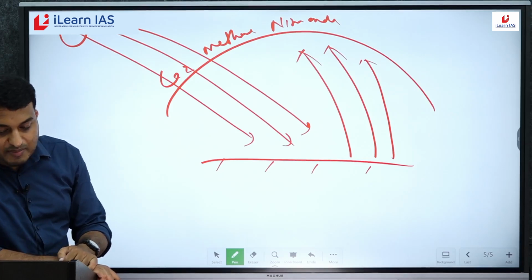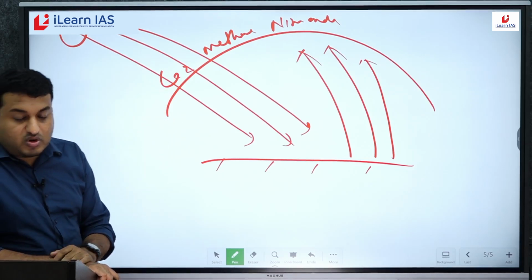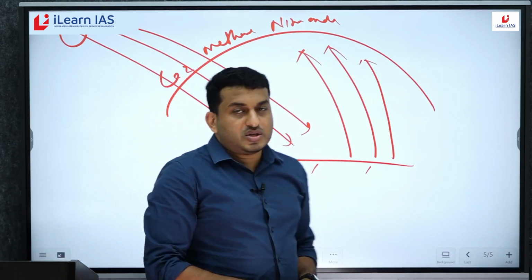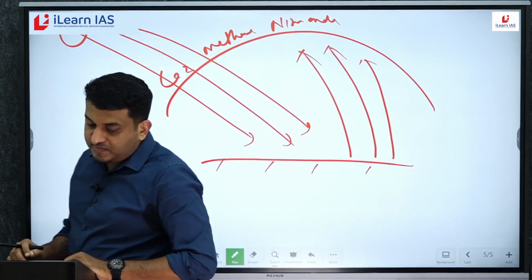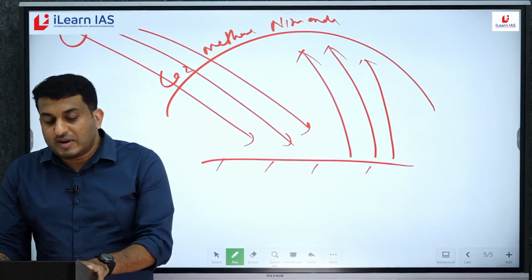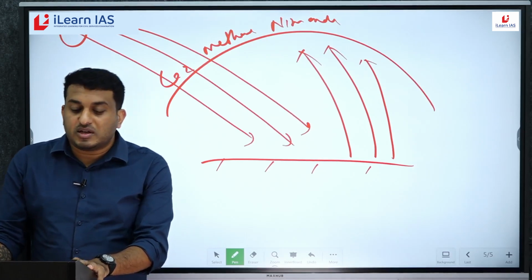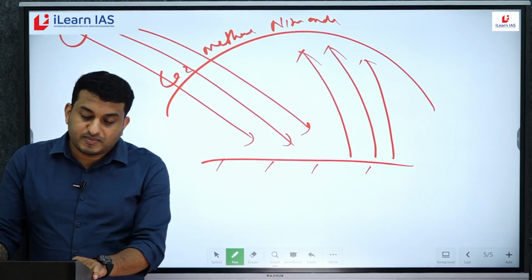Getting it? So with the greenhouse gases, the temperature is what? With greenhouse gases, the average temperature is 15 degrees Celsius. If there are no greenhouse gases, what happens? Temperature will become minus 18 degrees Celsius. Then Earth would have been a lifeless planet.